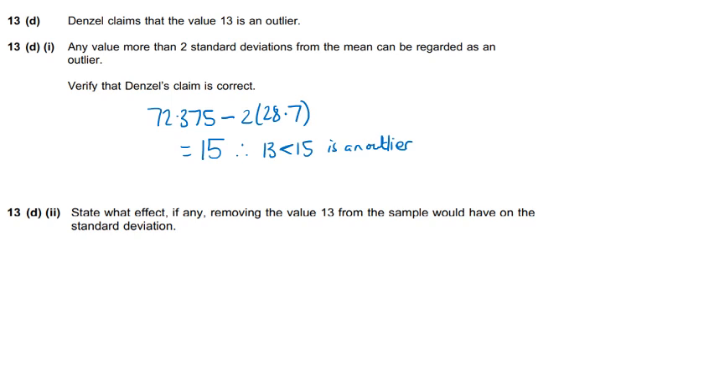And state what effect, if any, removing the value 13 from the sample would have on the standard deviation. Well, if you're getting rid of the outliers, the values that are very far from the mean, then there's less deviation in the rest of the values. Okay, so the standard deviation will decrease. And this is just a state question for 1 mark. So that's all you need to say. You don't have to explain it.